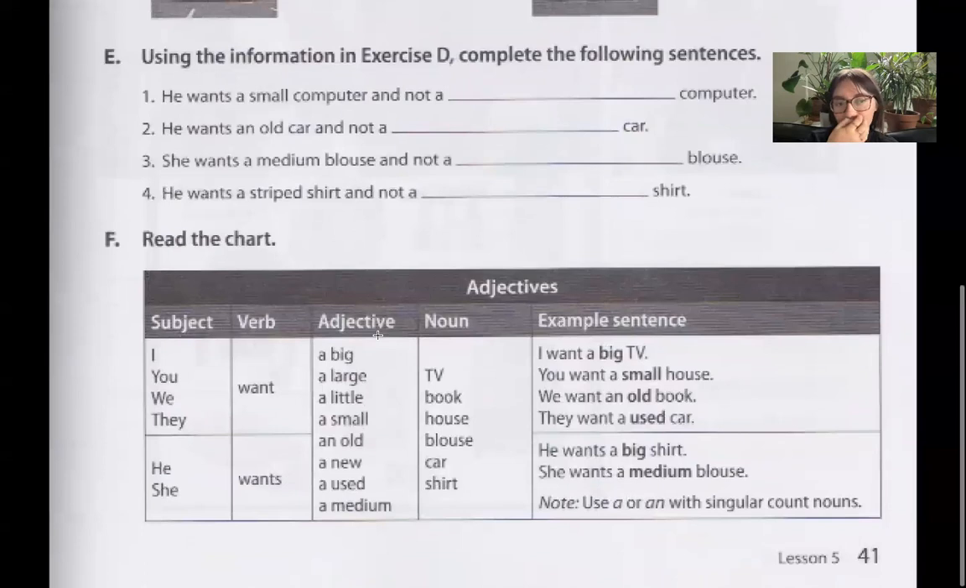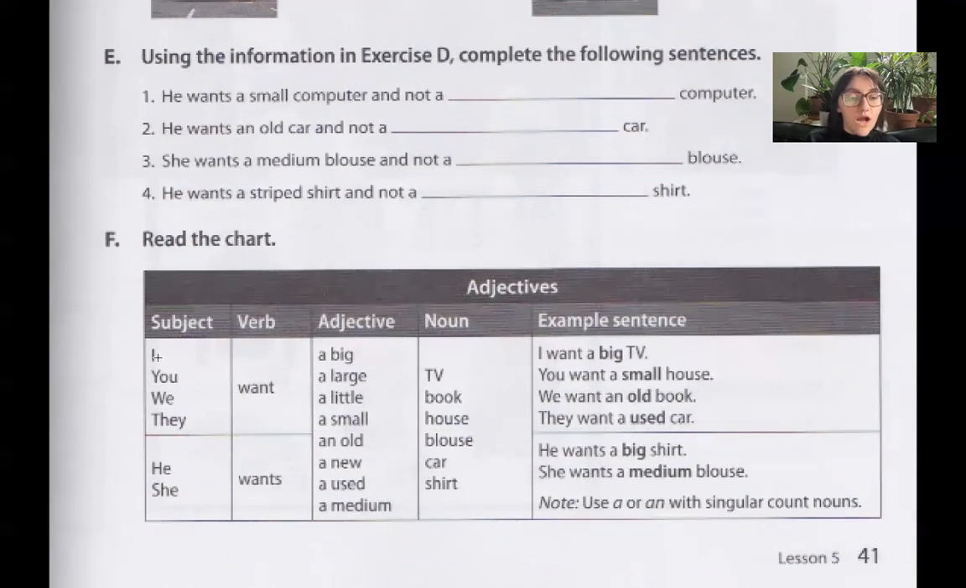All right, so next part is we're going to read the chart, right? Read it, put things together. So first, we're going to start over here on the left. The subject, I, you, we, they, he, she. And then we have want or wants if we're using he or she. And then an adjective. An adjective you could use for all of them. I want a big, and you can use it for anything, right?